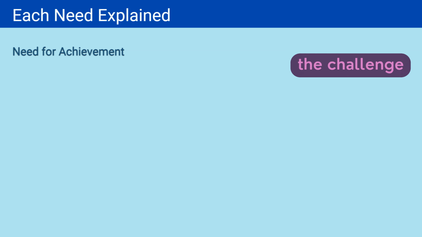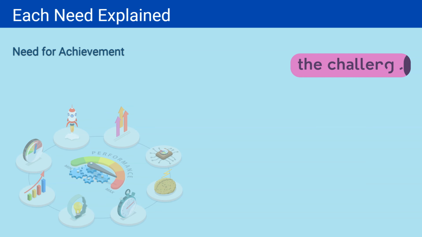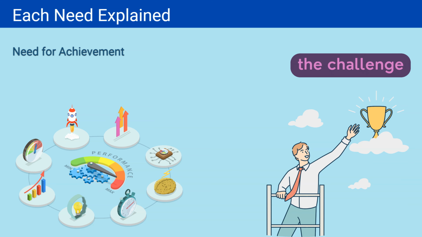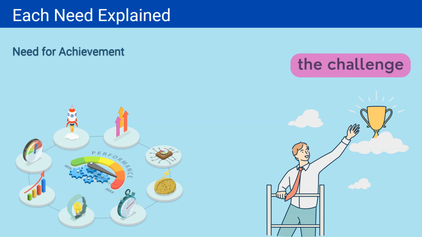Each need explained. Need for achievement. People high in this need are motivated by challenges, goal setting, and personal success. They prefer tasks that are neither too easy nor impossibly difficult and tend to seek feedback on their performance. They are self-motivated, enjoy solving problems, and often dislike relying on others.